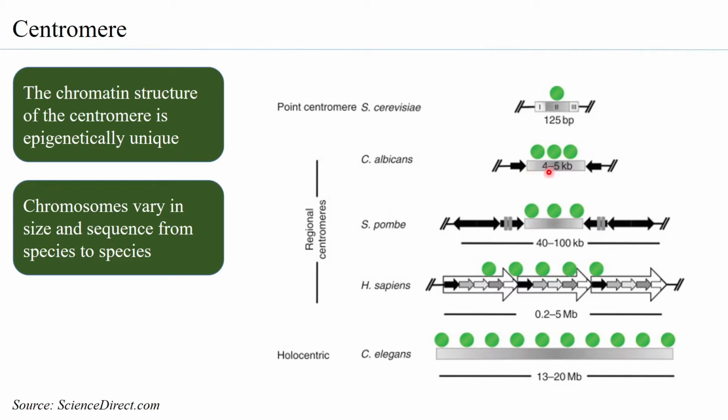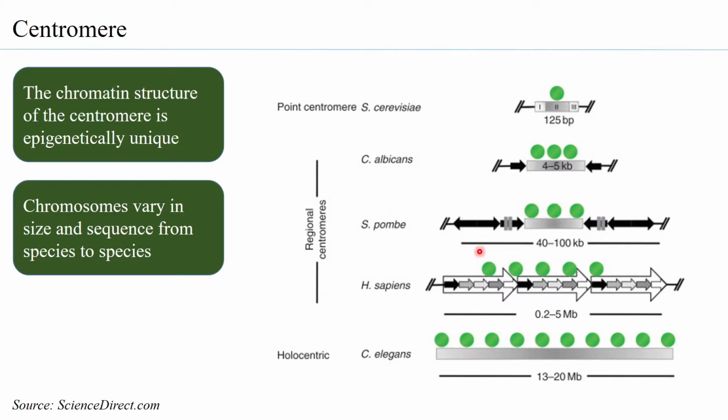Because it is not defined only to the central core, but around it you have what is called the inverted repeat. So it is extending beyond a few base pairs to about 4,000 to 5,000 base pairs. So that does cover a certain region, and hence it falls under regional centromeres.